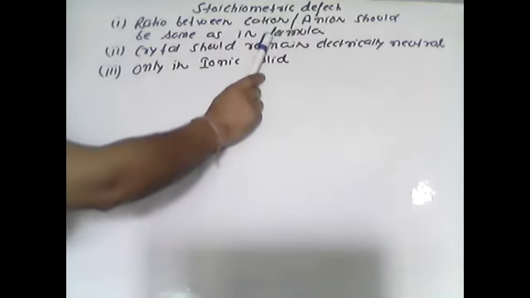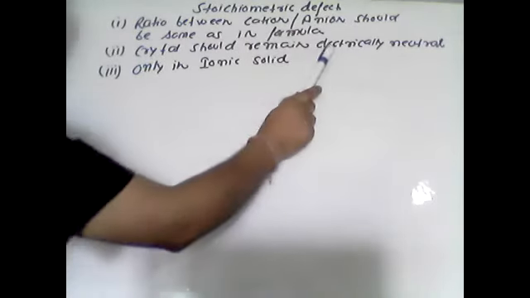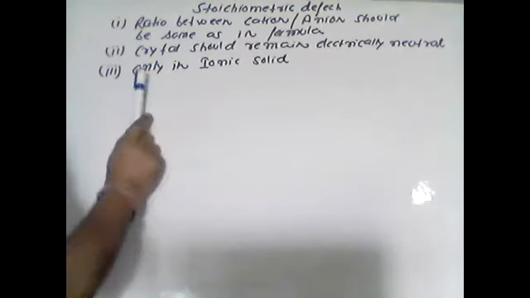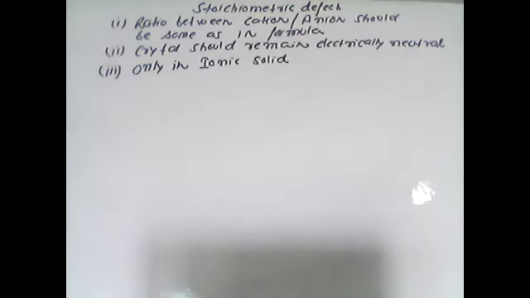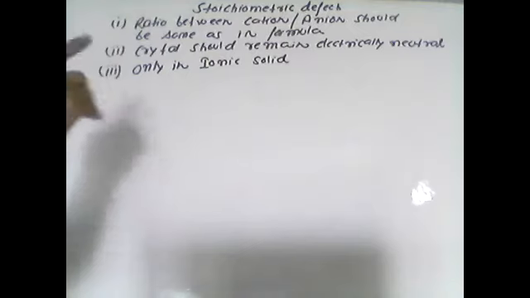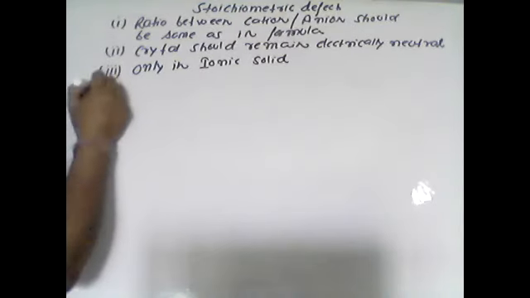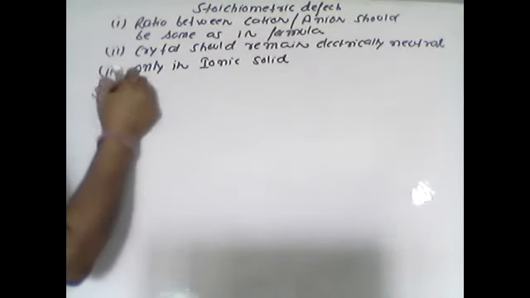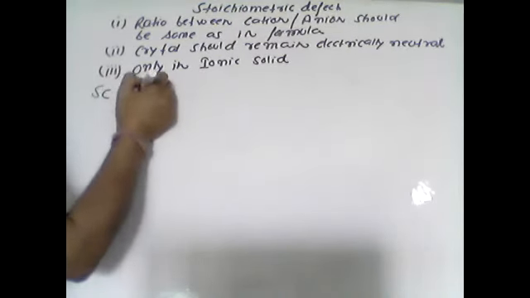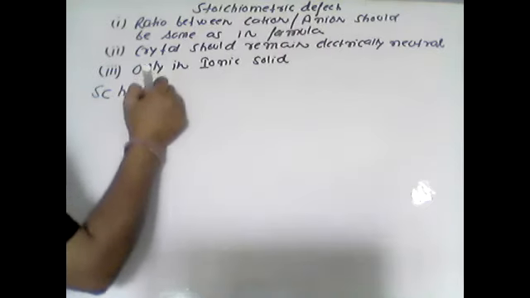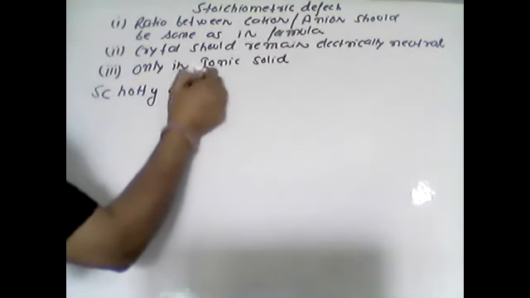So the ratio between cation and anion should be the same as in the formula, point number 1. The crystal should remain electrically neutral, point number 2, and it occurs only in ionic solids. Under this one heading, stoichiometric, we have two defects: one is Frenkel and one is Schottky. First of all, I am going to discuss the Schottky defect. Pronounce it however you want. I am going to discuss this type of defect.